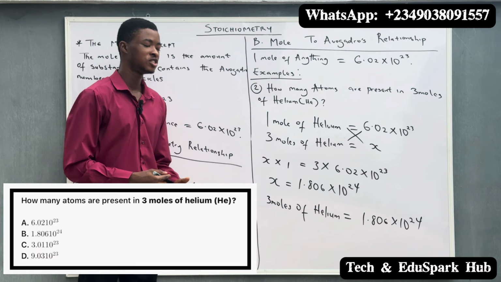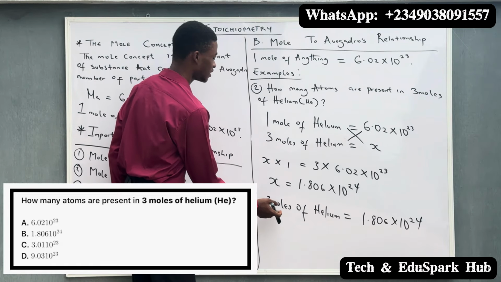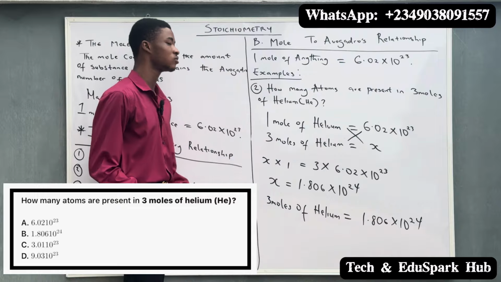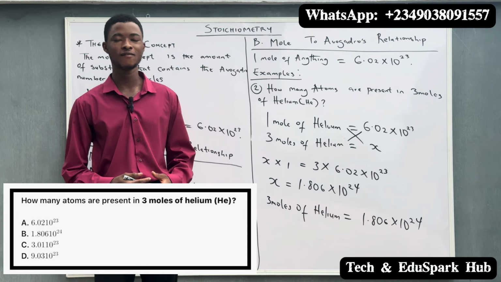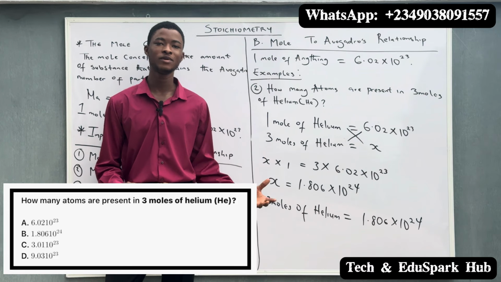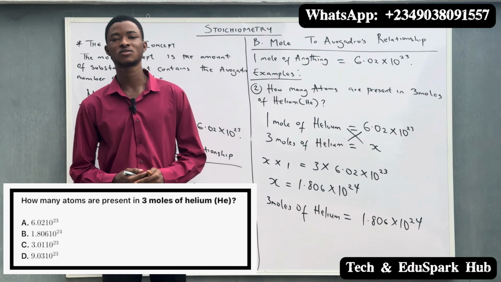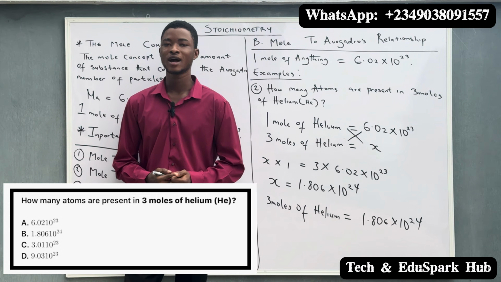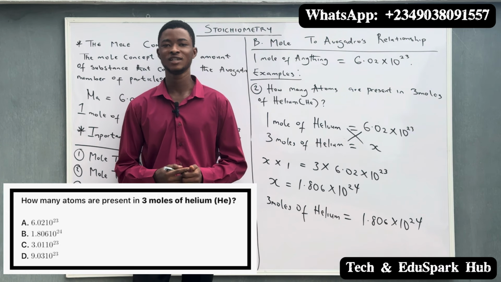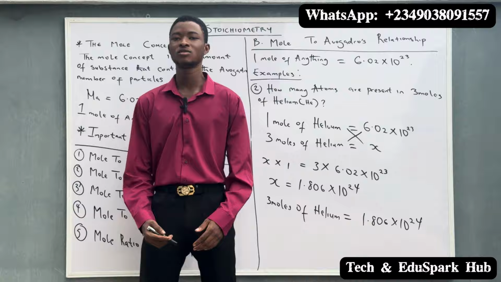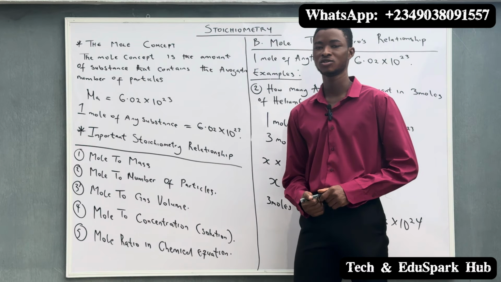So if you are doing a theory exam, writing this shows that you know what you are doing, because if you write that 3 moles of helium equals 1.806 times 10 raised to the power 24, it shows that you simply understand everything you are doing. So you are not cramming in this question. So it is very simple to solve. So this is how to solve questions under the mole to Avogadro's relationship, and this will be all on the mole to Avogadro's relationship. So let's look at the third stoichiometry relationship, which is the mole to gas volume relationship.